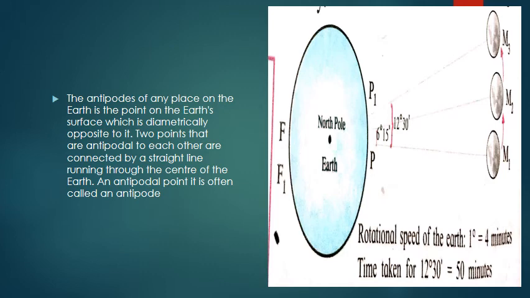Now, P1 we are seeing there. Now we are talking about P1. P1 is at a particular position. F1 is in the opposite position. There also longitudes are there. Only one side of the earth longitudes are there.